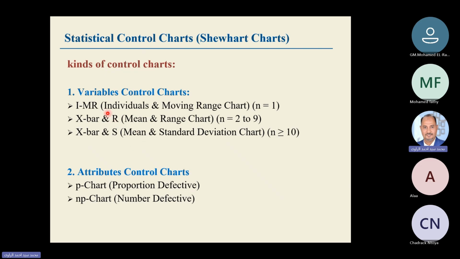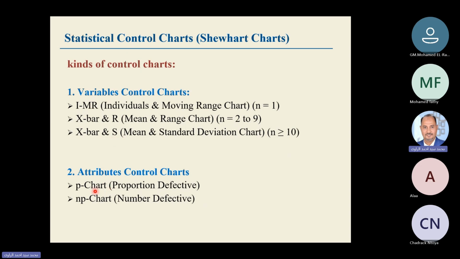We have three types of variables control chart: individual moving range chart, when our measurement is one each day or one each month, one measurement only. We have X bar and R chart, when the number of measurements is from 2 to 9. If the number of measurements is 10 or more than 10, we use a different control chart, which is called X bar S chart. S here is the standard deviation.